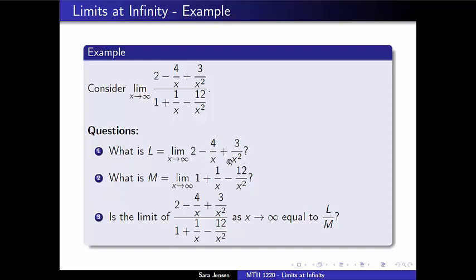And a similar thing happens over here, the 3 over x squared. The limit as x approaches infinity of 3 over x squared is also 0. 3 over something really, really big. So altogether, this limit L is 2 minus 0 plus 0. An analogous computation will tell you that the m has a limit of 1 as x is approaching infinity.